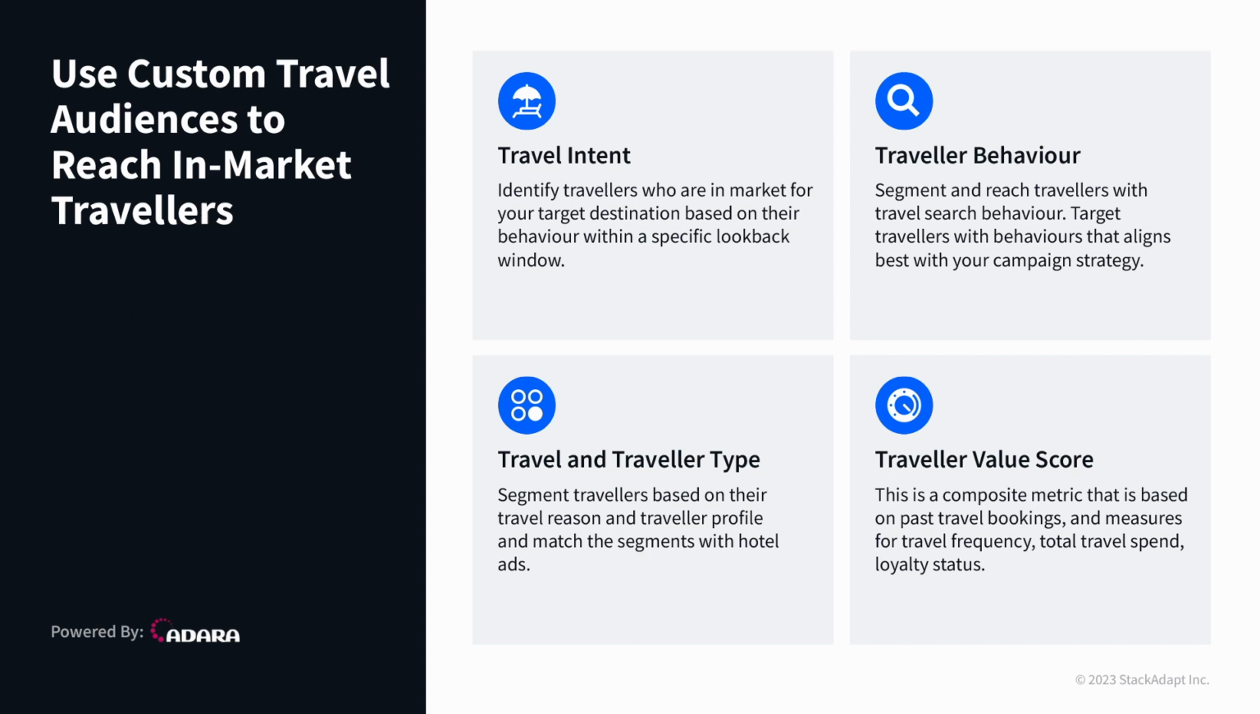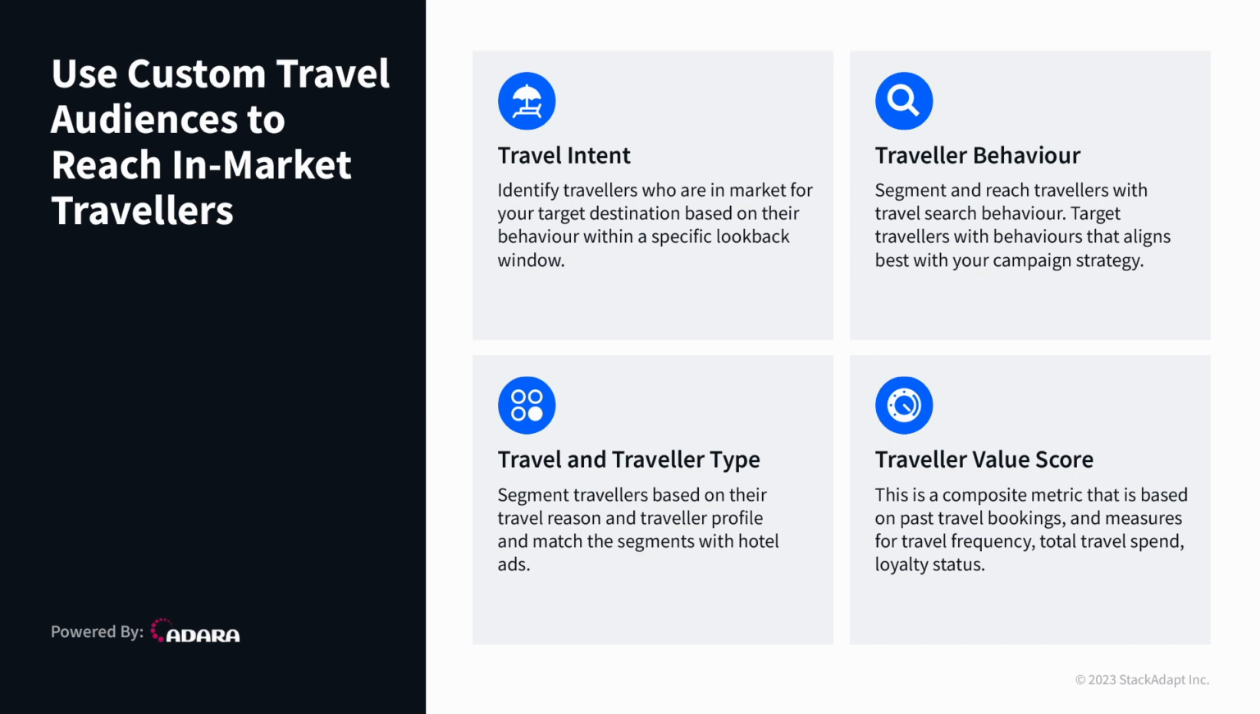These are people who are in market for a target destination based on their behavior within a specific look back window. So that would be based on things like research and their online presence. We then have travel and traveler type. This is where we can segment travelers based on the reason for their travel as well as their profile, and then match that segment with ads for hotels and particular locations.